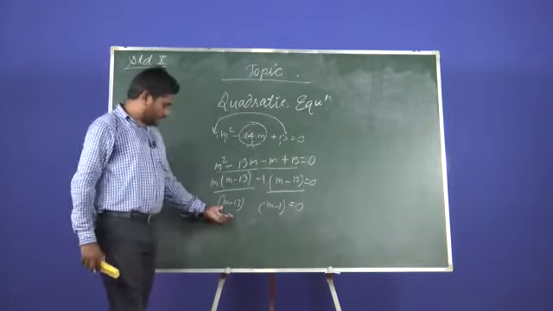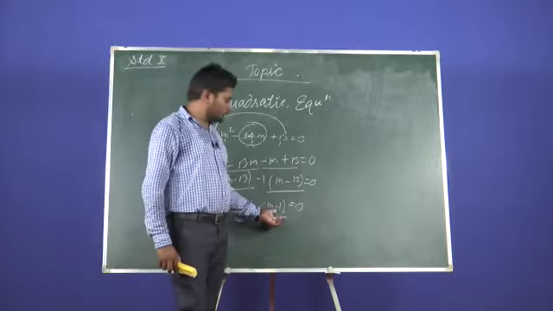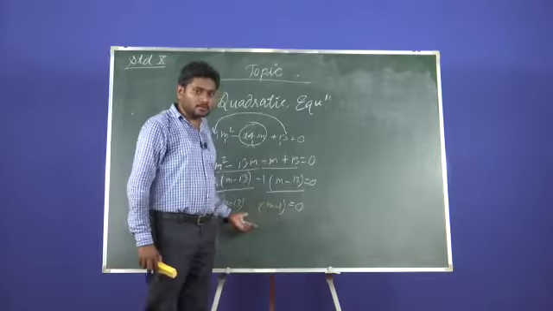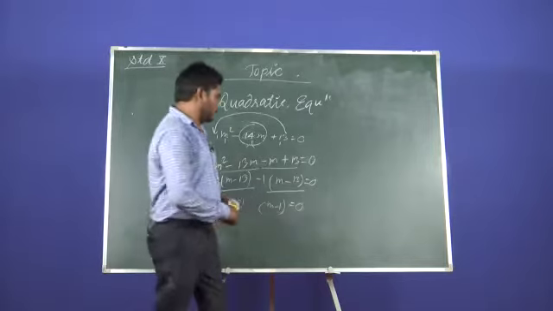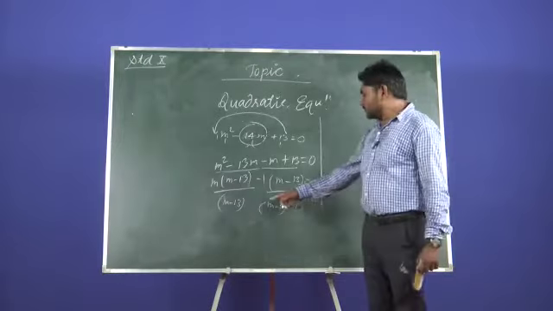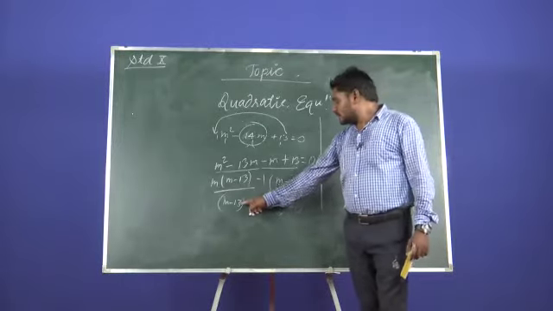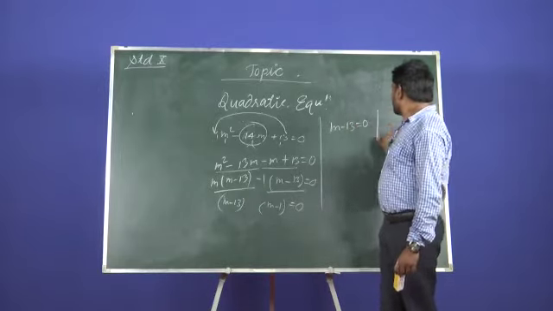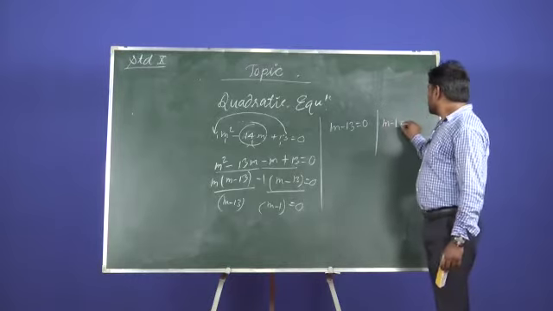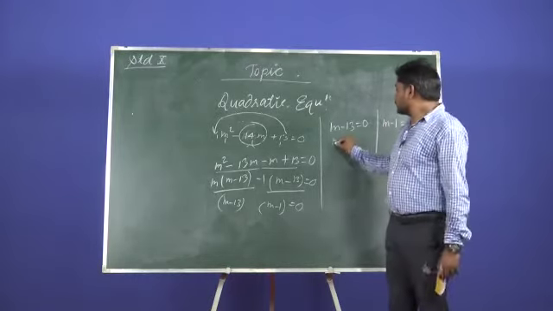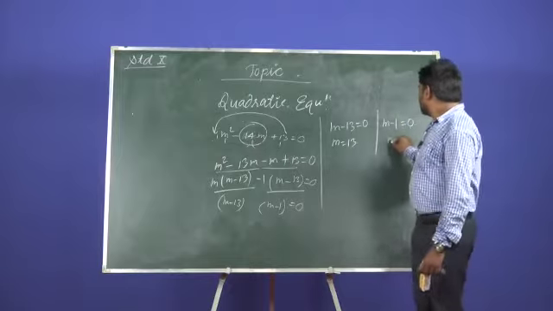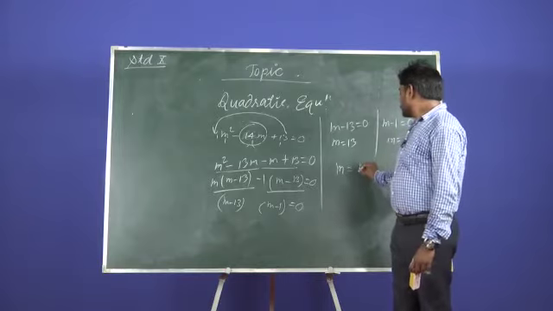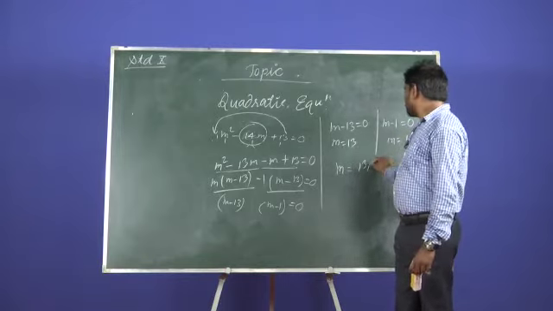Now (m minus 13) multiplied by (m minus 1) equals 0, which means the product of two values becomes 0. The product of two values becomes 0 only when either one of them is 0, otherwise it doesn't become 0. So either m minus 13 is 0 or m minus 1 is 0. From here m equals 13 and from here m equals 1. So we have two values of the roots, which are 13 and 1.